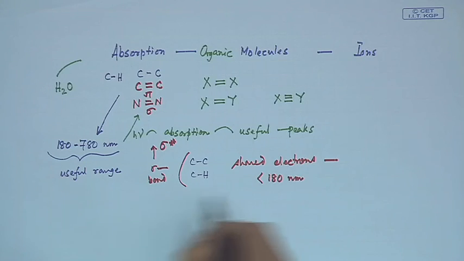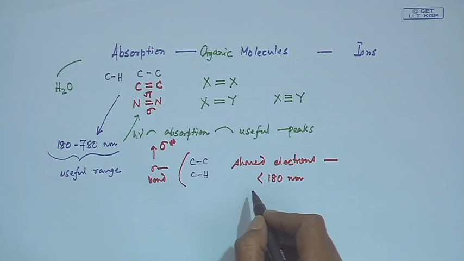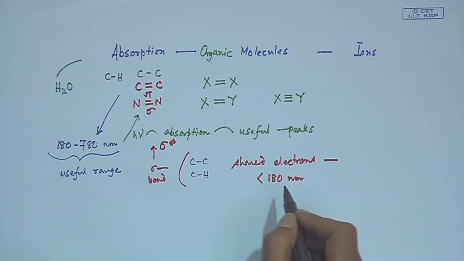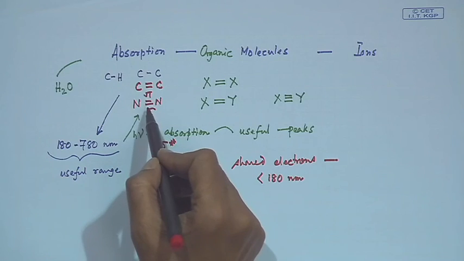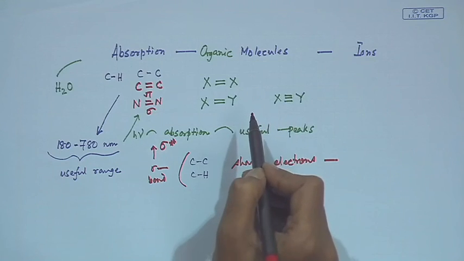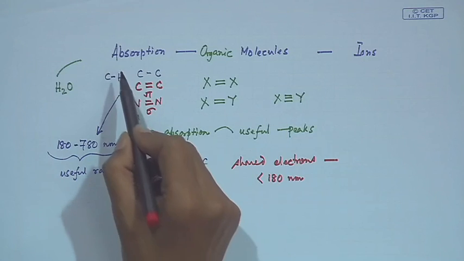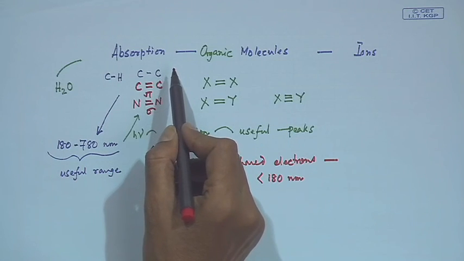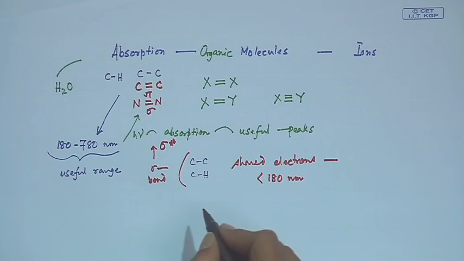So, if we can have some mechanism to record this particular range, that means less than 180 nanometer, we can find this useful. But in most cases, unsaturated organic compounds bearing unsaturated functional groups can show absorption in the UV visible range. So, what we see in this particular one can be defined as a chromophore.